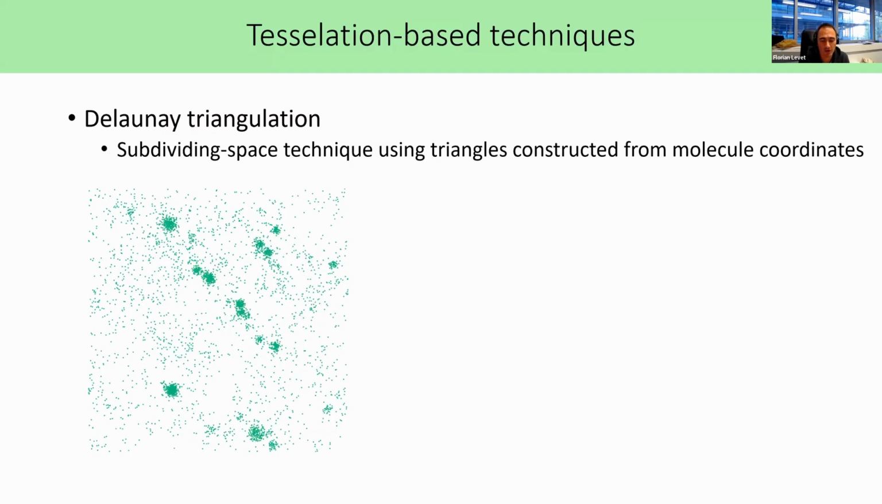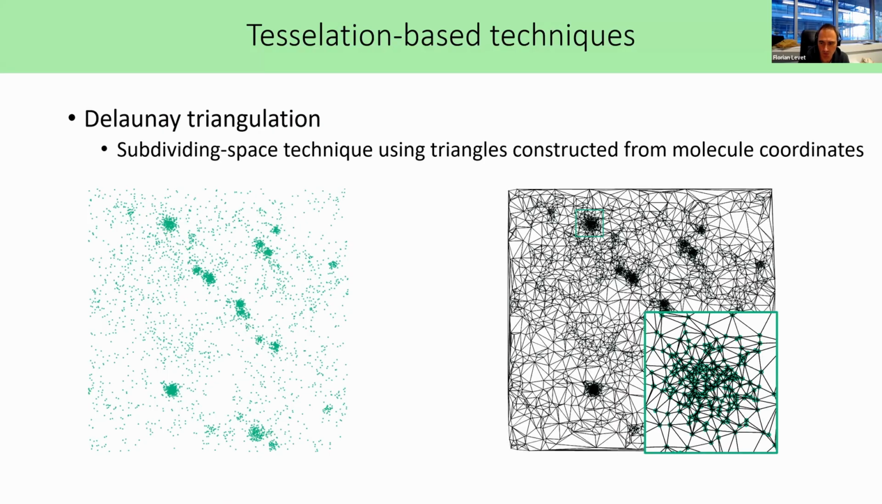Another strong family that is used in order to do segmentation in single molecule localization microscopy is tessellation. And the first example that was used was the Delaunay triangulation, which is a subdividing space technique that is using triangles constructed from molecule coordinates. So if you have this data, you end up with this triangulation. So basically, you are meshing all your localizations, and you are sure that no triangle will overlap with each other because this is the way you construct your Delaunay triangulation.